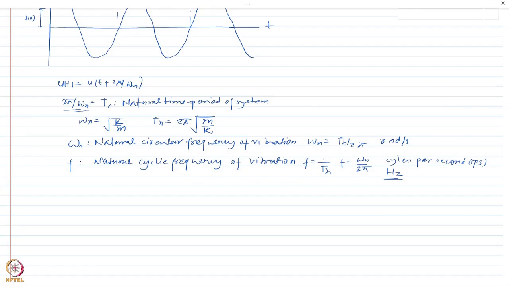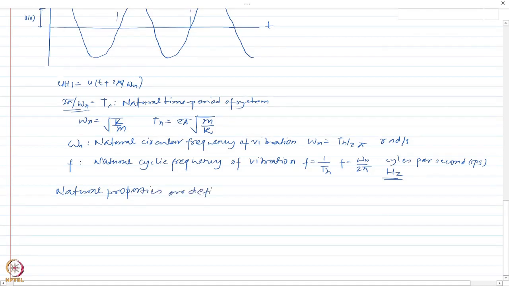Now we are using the word natural quite a lot. So you just have to keep in mind the significance of the word natural: it means that it is without any action of external load and it is for an undamped system. So maybe I'll just write it here: natural properties are defined for undamped system, without action of external load.